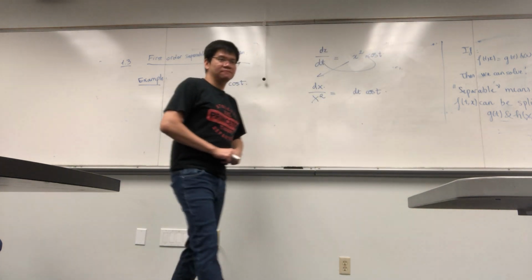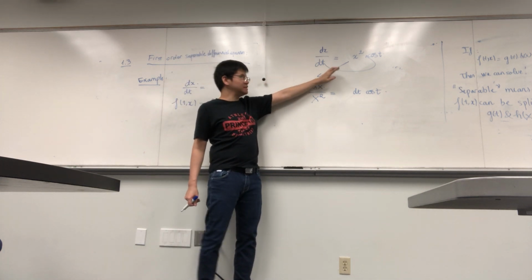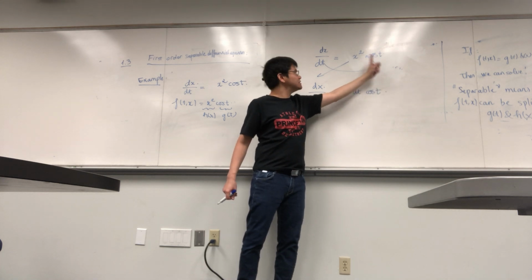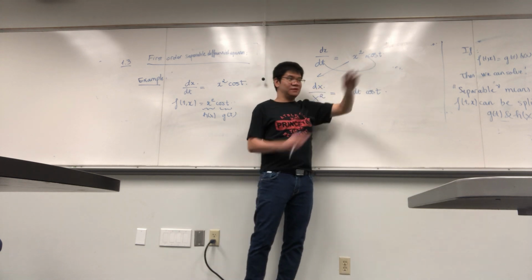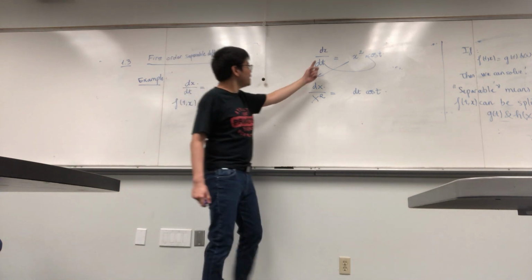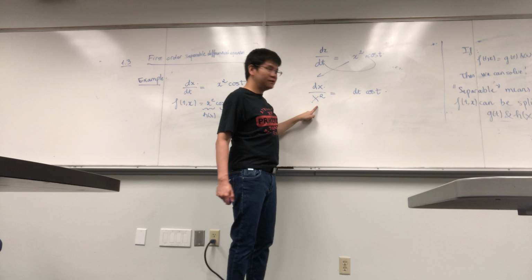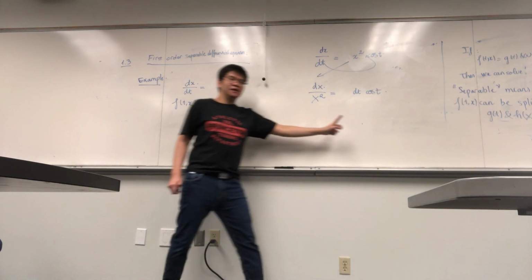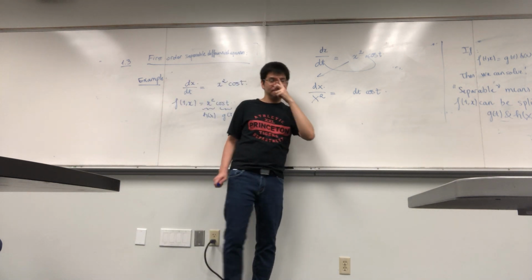Right? So I explain again. Here I have dx over dt is x squared cosine of t, right? The good thing is the function f has x squared times cosine of t. So they're split. What I do is I divide both sides by x squared. So I divide by x squared here, and I multiply by dt up there, so I have dt cosine of t. I get this equation: dx over x squared is cosine of t dt, right?